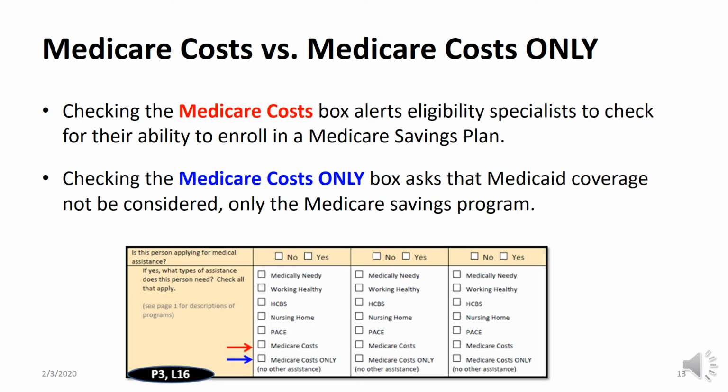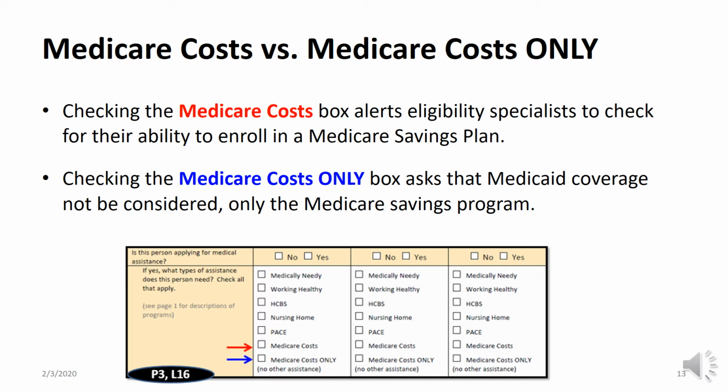Medicare costs versus Medicare costs only boxes. Checking the Medicare costs box alerts eligibility specialists to check for their ability to enroll in a Medicare savings plan, where the state will help the member pay for their Medicare premiums, copayments, and deductibles. Checking the Medicare only box asks that the Medicaid coverage not be considered and only the Medicare savings program be considered. So if you want a Medicaid plan and help with your Medicare costs, you're going to want to check the appropriate Medicaid plan that you want or the appropriate KanCare plan, and also check the Medicare costs box.